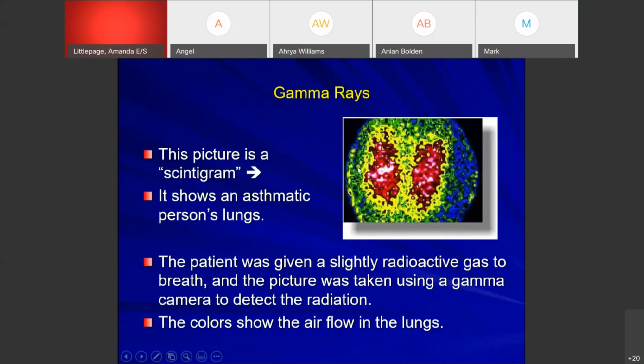Here's an example of how they can be useful and why they're relevant. This is a scintigram looking at somebody's lungs. They were given a slightly radioactive gas and it showed up on the scan here, so they were able to see airflow move through the person's lungs. So there are medical implications for the use of gamma rays.